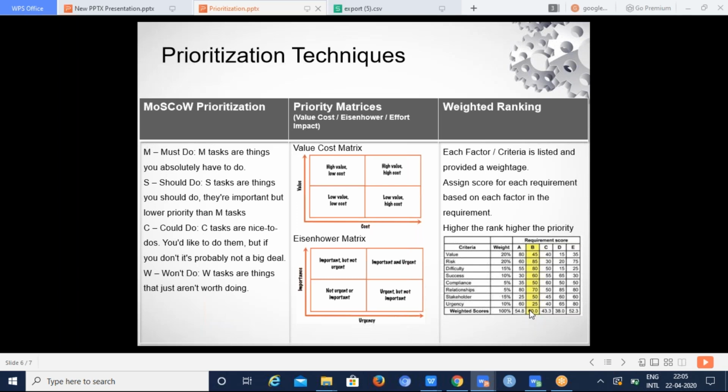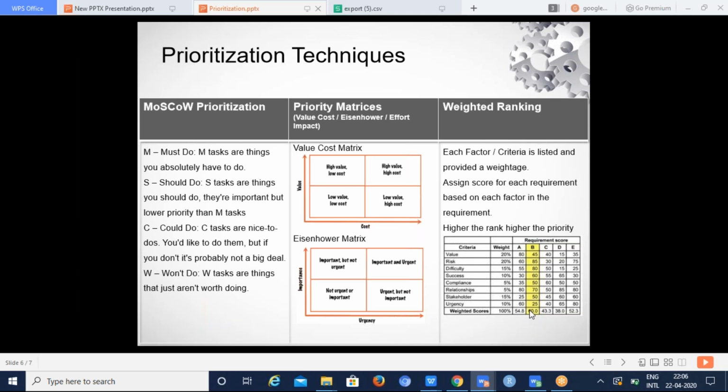Right. So that's where I said, for example, if you have two requirements, one is of low value and low cost, and the other requirement has high value and high cost, you can create a weighted ranking matrix for that. You can show them the value, you can show them the dependencies, and you can show them the cost involved in all of it.